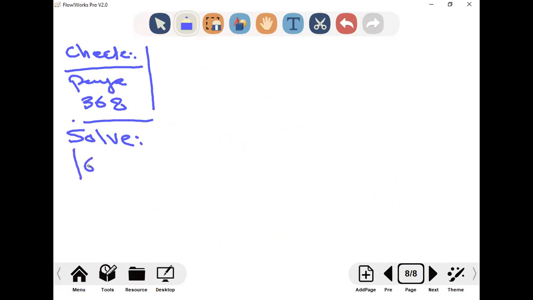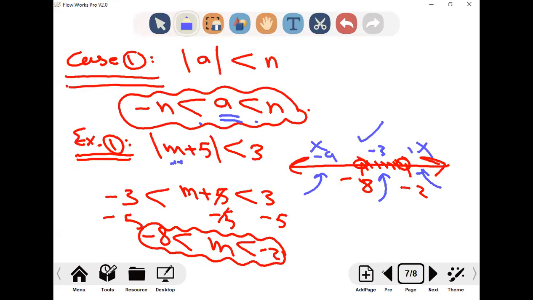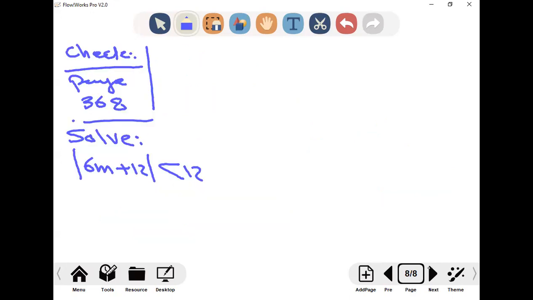absolute value of 6n plus 12 less than 12. Now go back to the case. Be sure whether this case is similar or not. Our case was what? Absolute value less than a number, right? Go there. Absolute value less than a number. So it's okay, I can apply it.